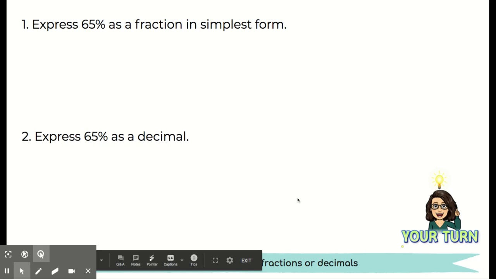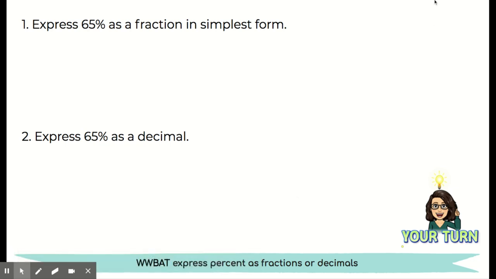So just to make sure that you understood this lesson, go ahead and complete these two questions in the next assignment.